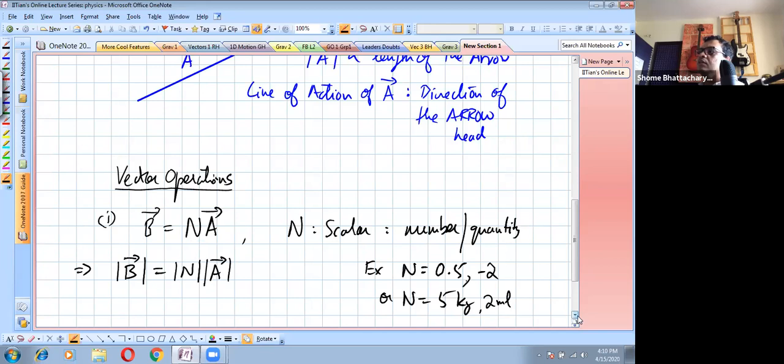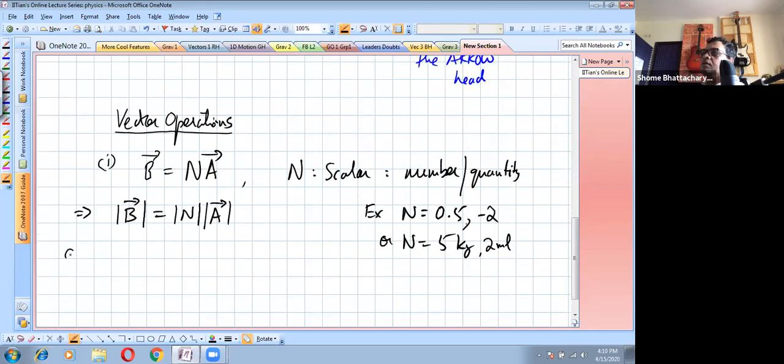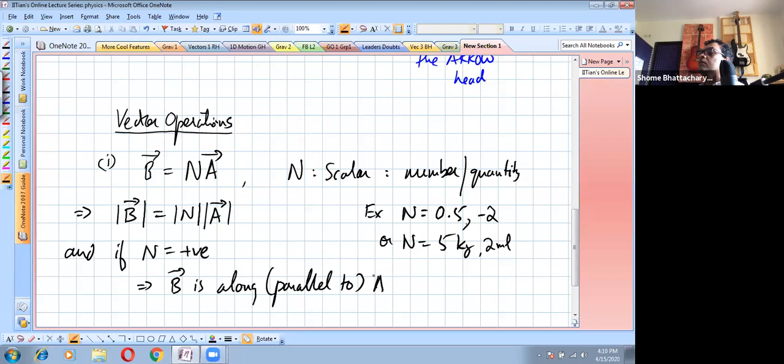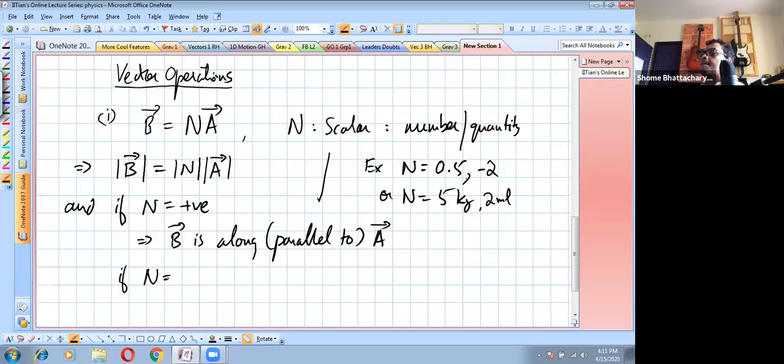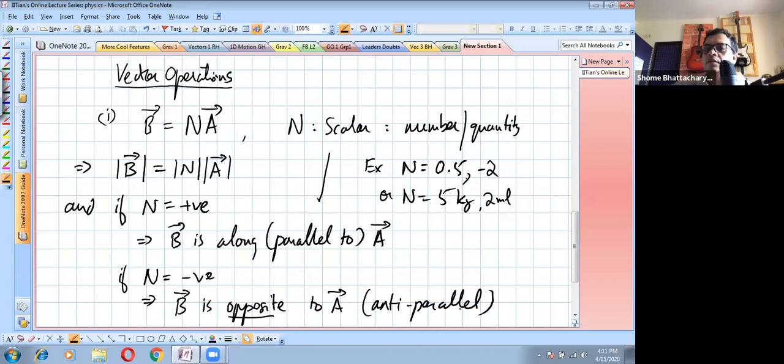And the direction of B depends on whether n is positive or negative. We also saw that if n is positive, then B is along, or you can say parallel to, vector E. Whereas if n is negative, then the vector B becomes opposite in direction to E, or what we call anti-parallel to E.